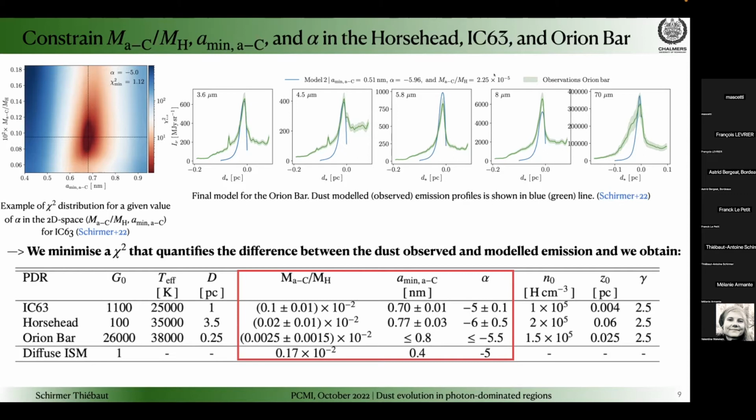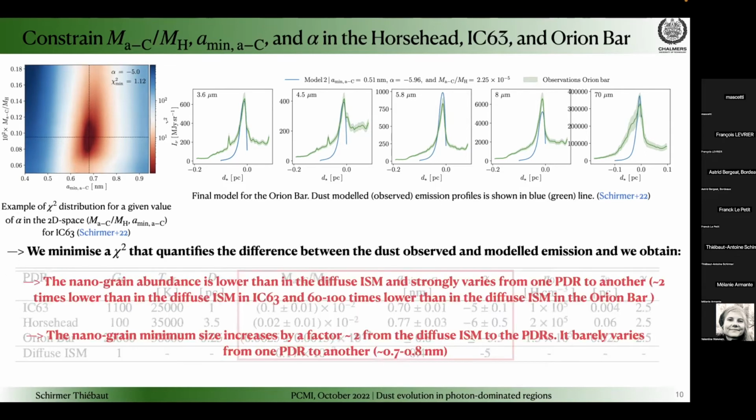So basically what you have here is 5 different subplots which correspond to 5 different photometric bands. In green, you have the dust observed emission across the Orion bar, and in blue, you have the dust model emission, and you see that we reproduce the emission pretty well. And finally, we obtain a set of parameters, so nanograin abundance, minimum size, and alpha for the 3 PDRs.